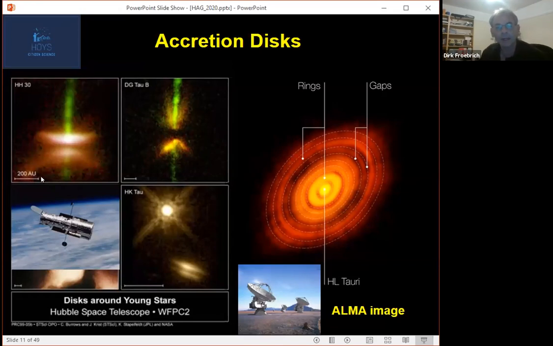Now, again, there's some scale bars here. They're both 200 astronomical units long. So that's about twice the solar system, all the way to the Kuiper belt. So these things have the right size, but again, the detail you can see is not good enough.